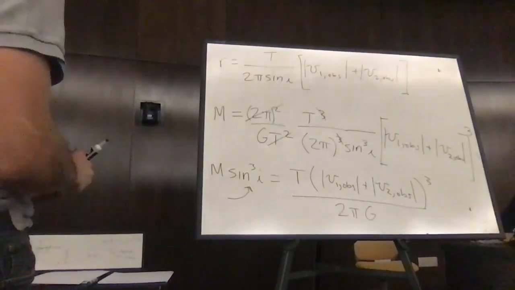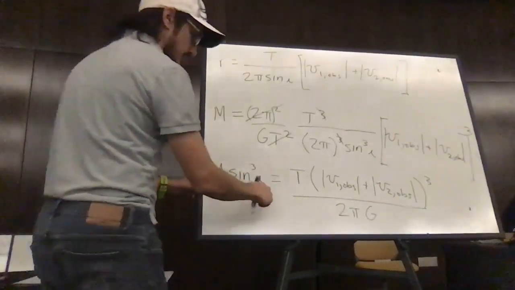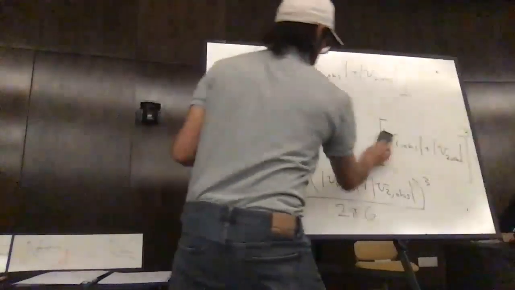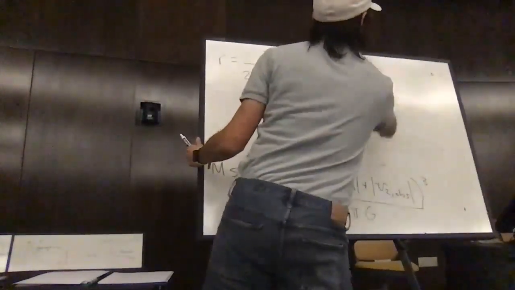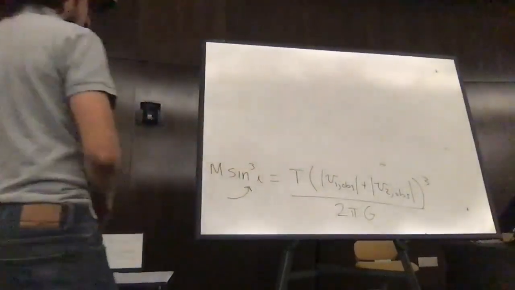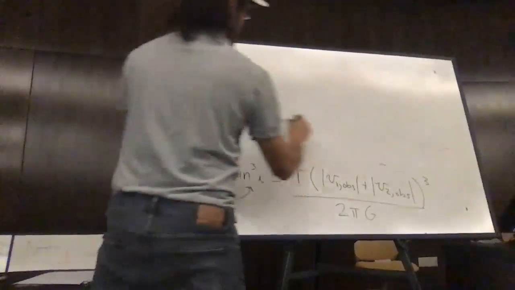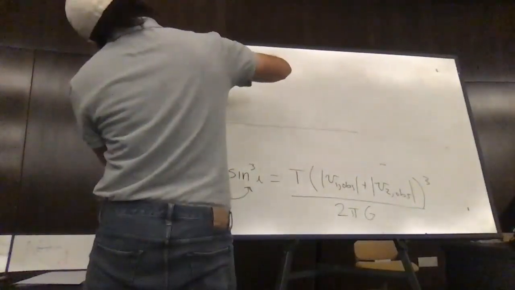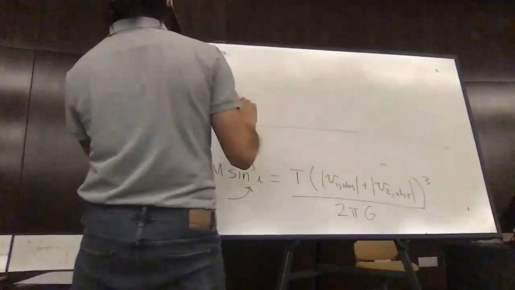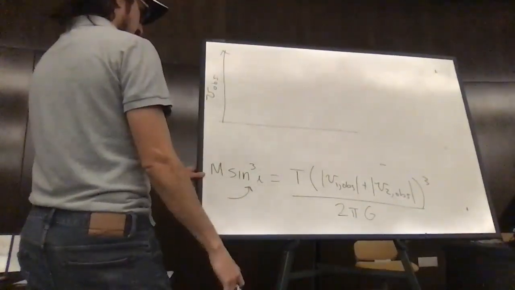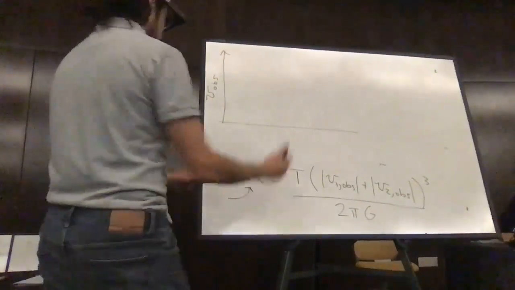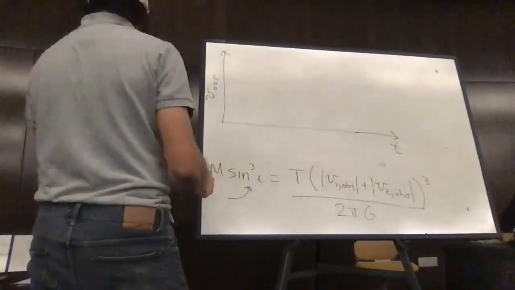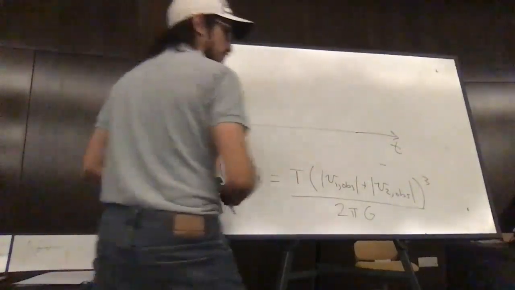So let's consider the case where this angle is close to 90 degrees, where they are eclipsing each other. This is the velocity observed, and this is time. So you might have this one, you should remember it.